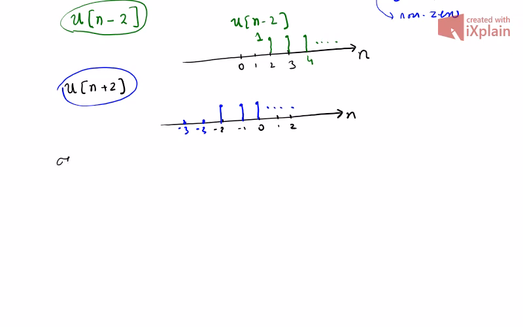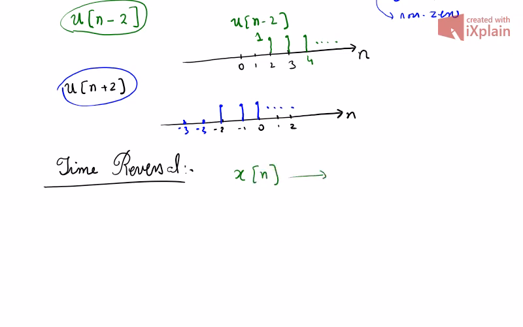Now let's see the time reversal operation. Time reversal is when you have x of n and you change the variable n to minus n, you get a sequence which is x of minus n. So it's a discrete time sequence which is reversed in time. How would it look for a unit step function? We get u of minus n.